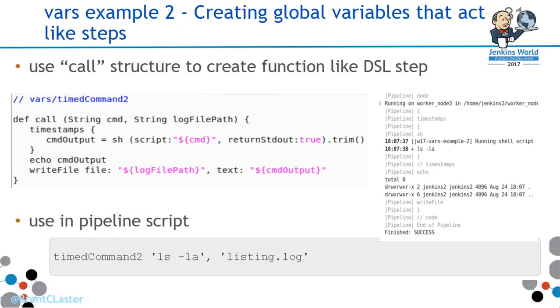Another quick example: you can also use the call structure to create a function more like a DSL step. In this one, I have, again, just a file, timecommand2, under the vars area, but notice I'm using a call format there and passing in options. And using a pipeline script, you just call the name of the file and then pass it the values.